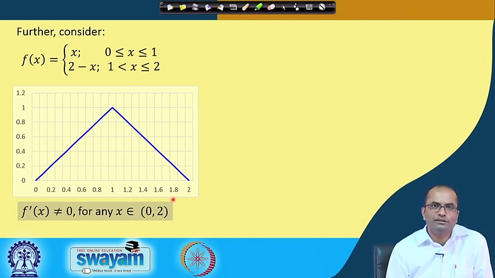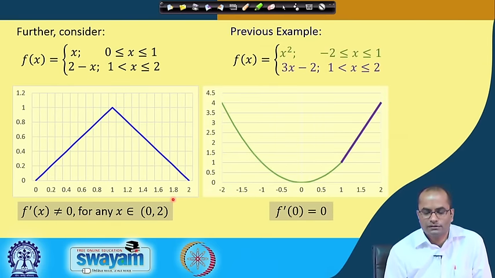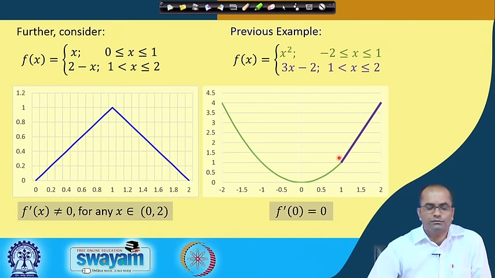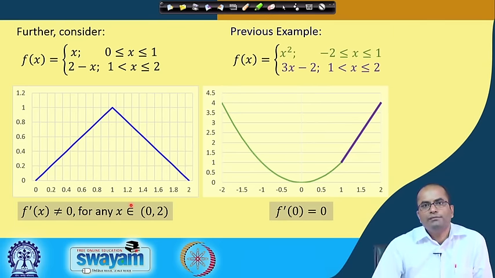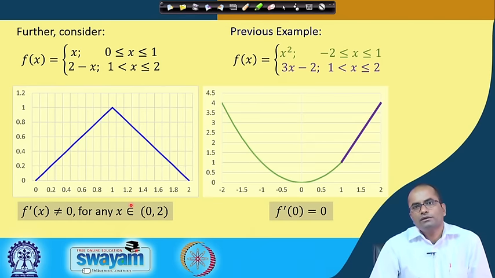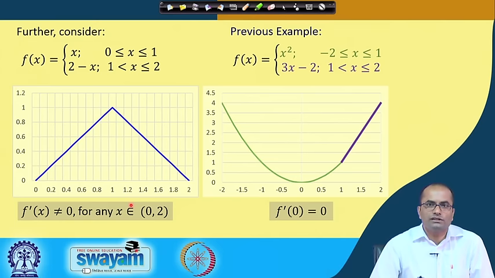So, we have seen these two examples. The other one was the previous example where the function was not differentiable. This is also not differentiable, but in one f prime 0 is equal to 0. So, there is a point where the derivative vanishes, whereas in this case the derivative does not vanish at any point in the interval. Therefore, these three hypotheses of Rolle's theorem are sufficient conditions and not necessary conditions. Under those conditions it is guaranteed that the derivative of the function will vanish at least at one point in the open interval a b.